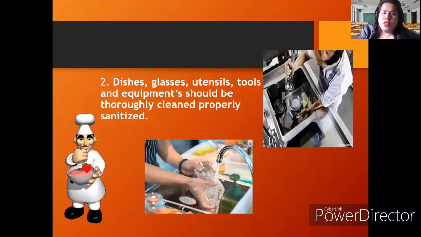Next, number two, dishes, glasses, utensils, tools, and equipment should be thoroughly cleaned and properly sanitized. Dito sa number two naman, of course, for special equipment, there are specific manufacturer's instructions. Makikita nyo, kunyari, minsan may mga manuals ng mga binibili nating equipment such as oven o kaya even microwave or even yung mga gas ranges. So nandoon sa manuals kung paano natin lilinisin yung ating mga biniling equipments, di ba? Or yung mga kitchen equipments natin.